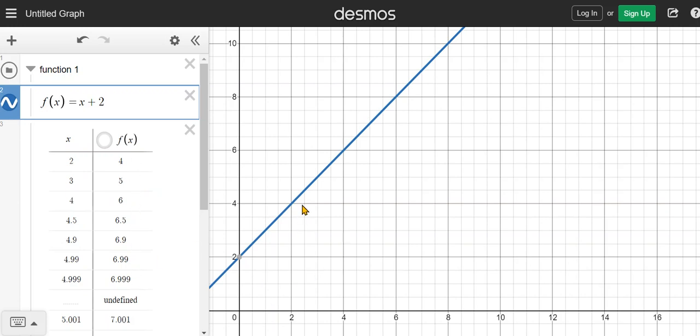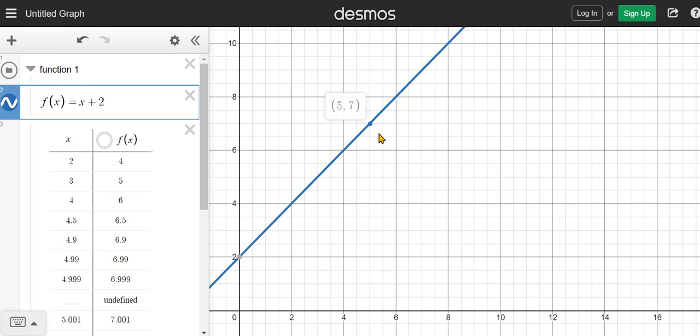And again, we can take a look at this on the graph. As my x values in these ordered pairs are getting closer and closer to 5, the function values are getting closer and closer to 7. And finally, when we get to the actual value of 5, x equals 5, the function value is 7.